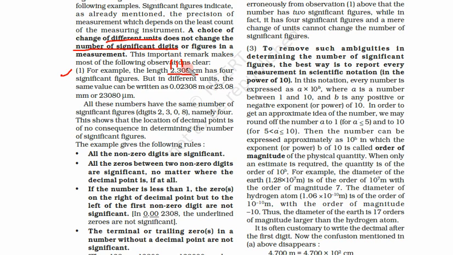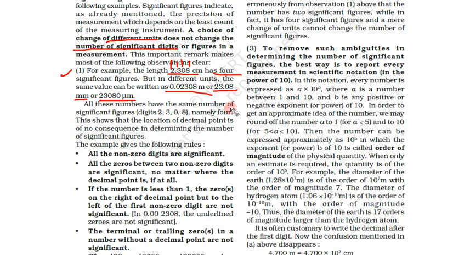These 3 are reliably known. This one is the first uncertain digit. So it has 4 significant figures. Now we use different units. We can write it as 0.02308 meter, or as 23.08 millimeter, or in micrometer as 23,080 micrometer.